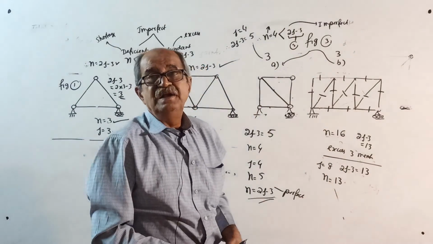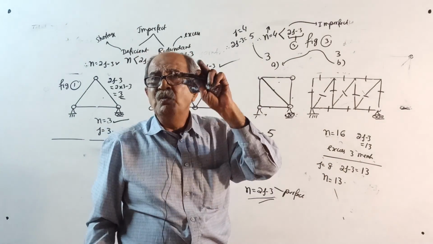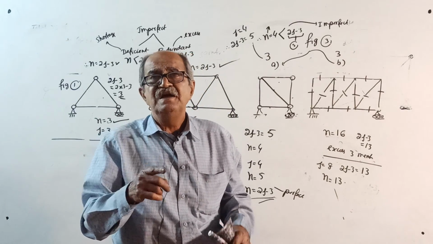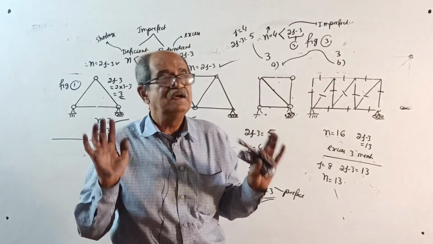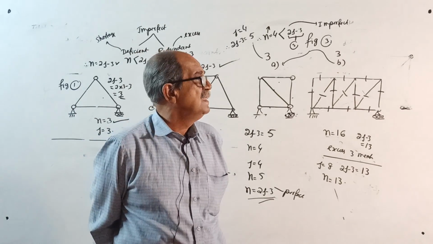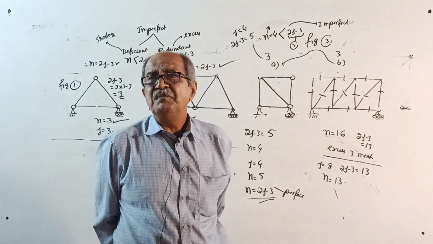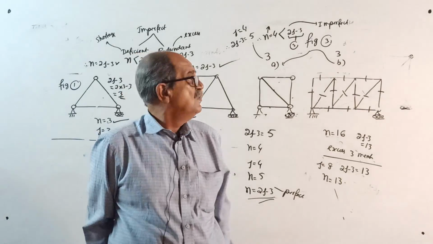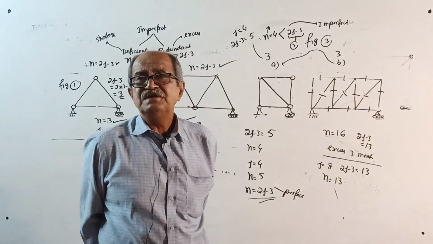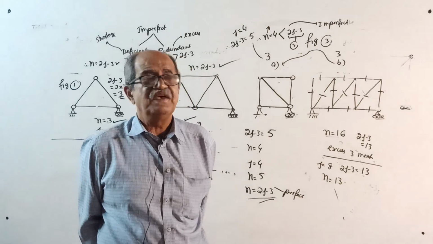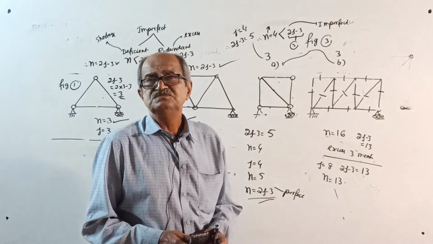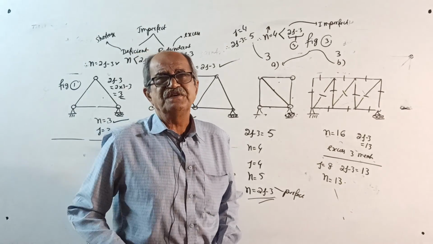So for a deficient frame, see how much is the shortage. Add that much members so that triangles are formed. Very important. Triangles are formed. It becomes perfect. Then an imperfect frame, redundant or what? Excess members are there. Over number of members. How much excess is there? Remove those excess. Once again, you will get back a perfect frame. Okay, furthermore, I don't want to discuss now.